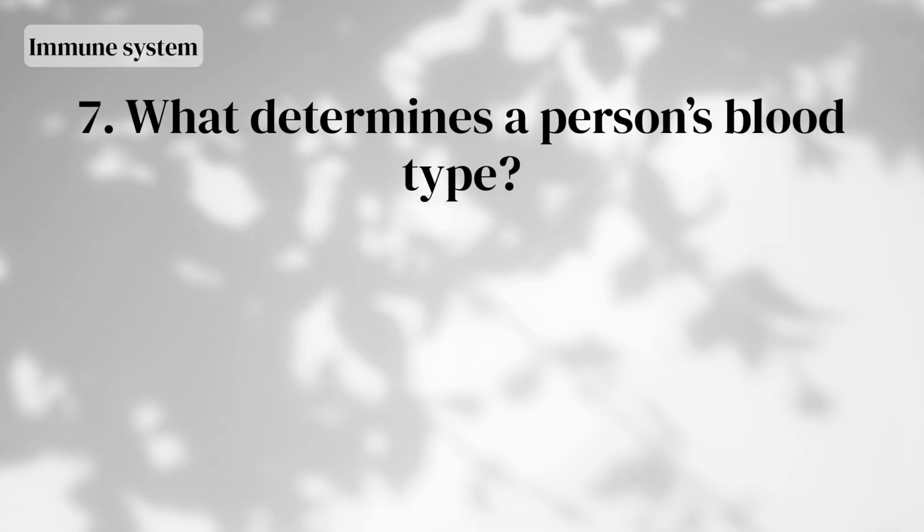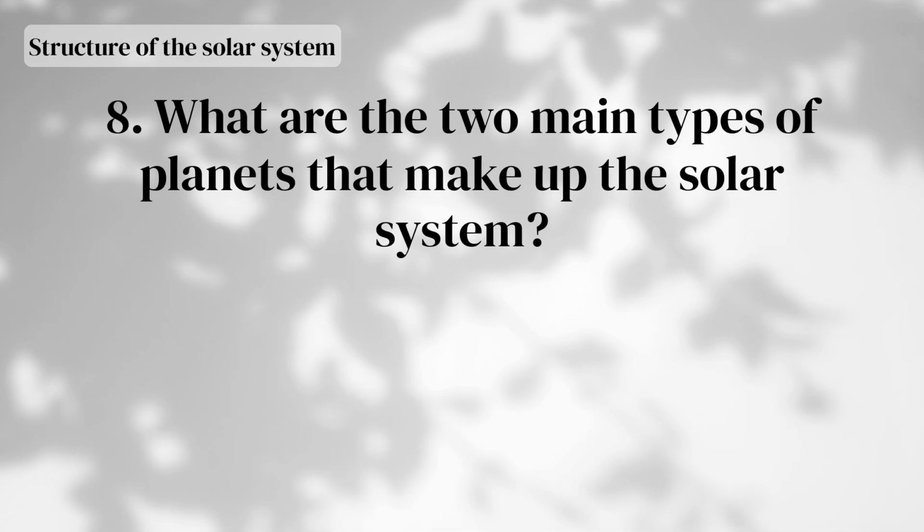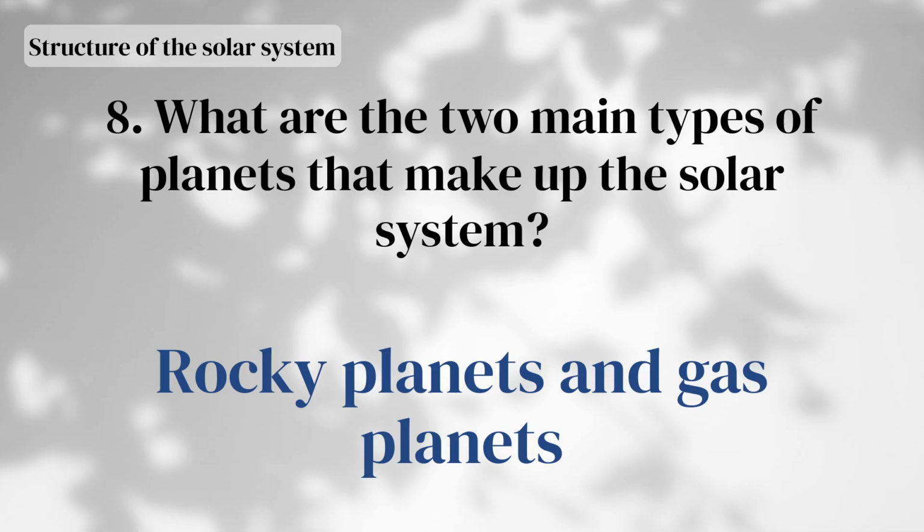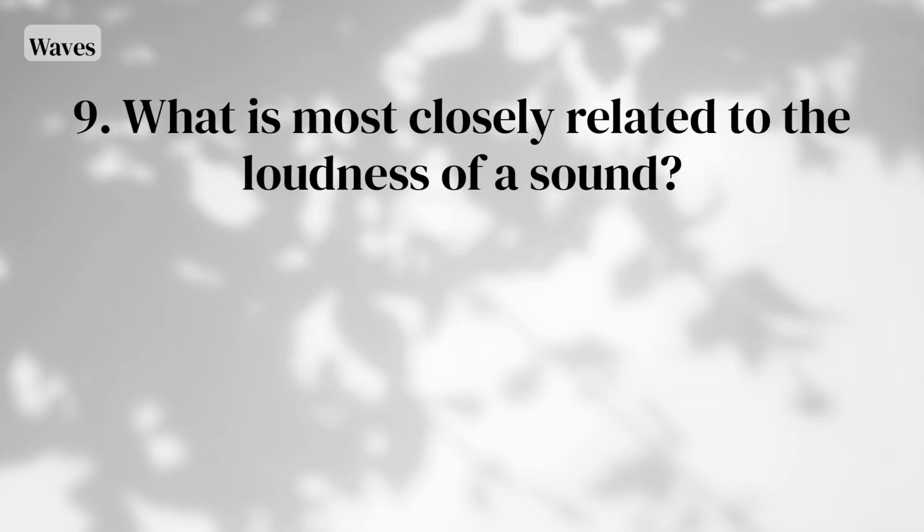Limestone. What determines a person's blood type? Antigens. What are the two main types of planets that make up the solar system? Rocky planets and gas planets. What is most closely related to the loudness of a sound?